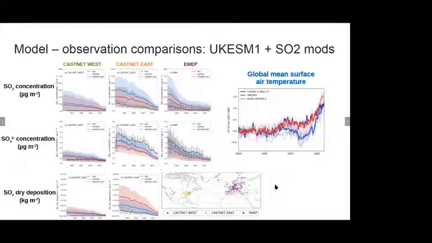The first question comes from Jeremy, and he's asking that the SO2 and SO4 were decreasing in Europe and America, but not in Asia. He was asking if there's been a comparison between UKSM and observations from that part of the world.